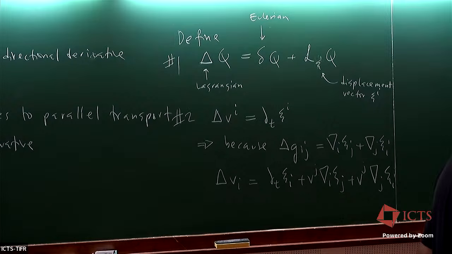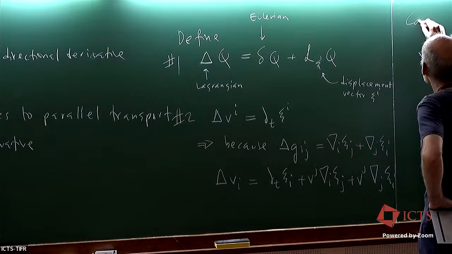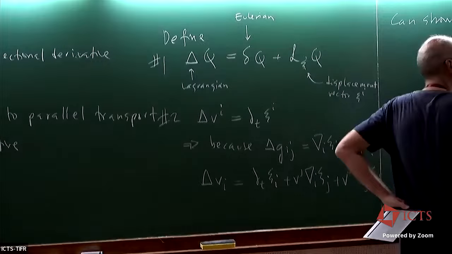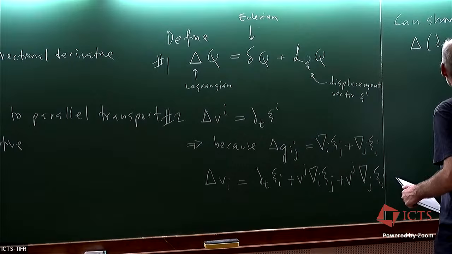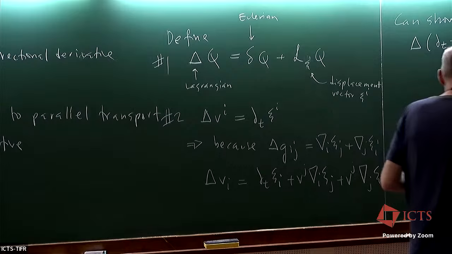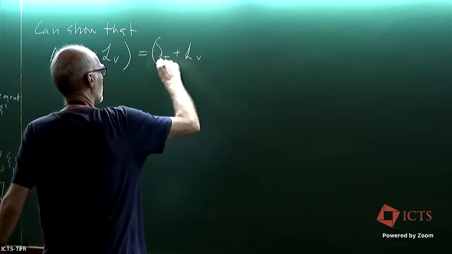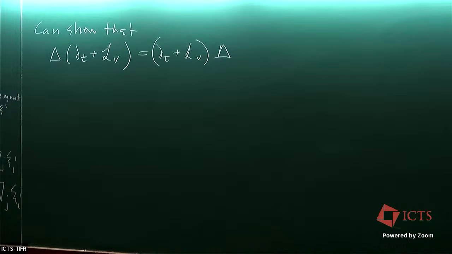Okay, now you could prove this. We're not going to do that because it's going to take us too long. But I want to use this because this is a shortcut. You can show that if you take the Lie derivative or the Lagrangian perturbation of dt plus L_v as an operator, then these two commute. It's probably easiest to show in examples, but I'm just going to use it, okay? Because it's true. So maybe I should box that because it's important to me.